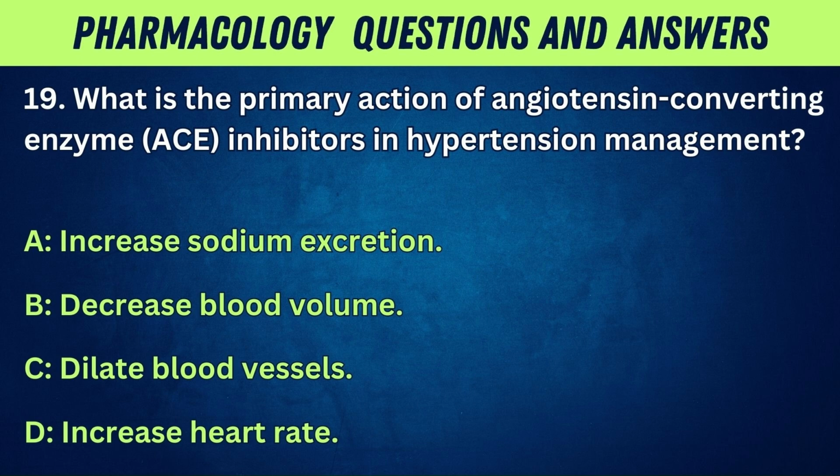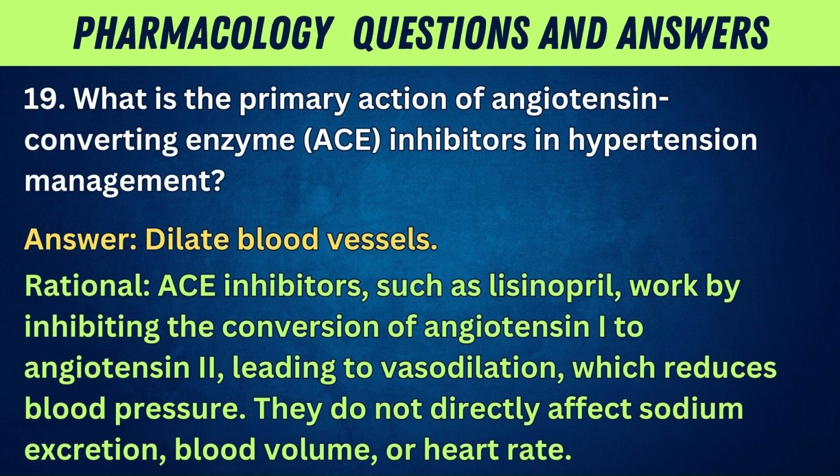19. What is the primary action of angiotensin-converting enzyme, ACE, inhibitors in hypertension management? A. Increase sodium excretion. B. Decrease blood volume. C. Dilate blood vessels. D. Increase heart rate. Answer: dilate blood vessels. Rationale: ACE inhibitors such as lisinopril work by inhibiting the conversion of angiotensin I to angiotensin II, leading to vasodilation, which reduces blood pressure. They do not directly affect sodium excretion, blood volume, or heart rate.